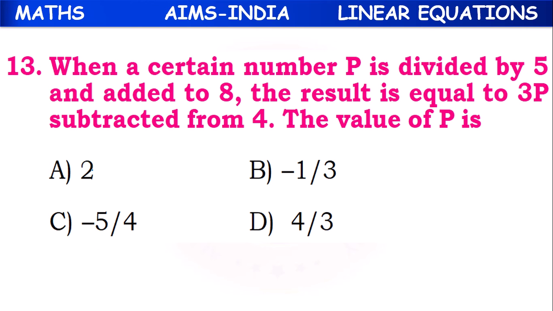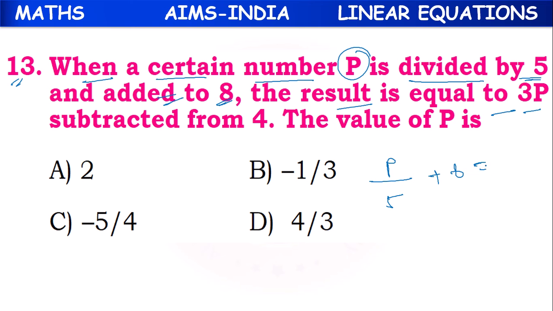Next one, 13th question. When a certain number p is divided by 5 and added to 8, then the result is equal to 3p subtracted from 4. Not 3p here. 3p subtracted from 4, means from 4, 3p to be subtracted. This is the result. Then what is the value of p?